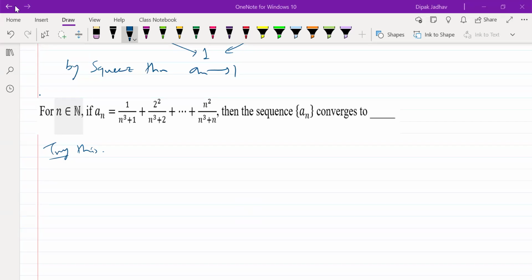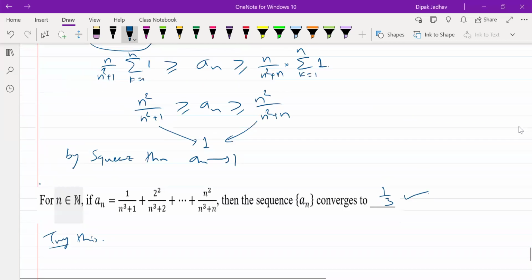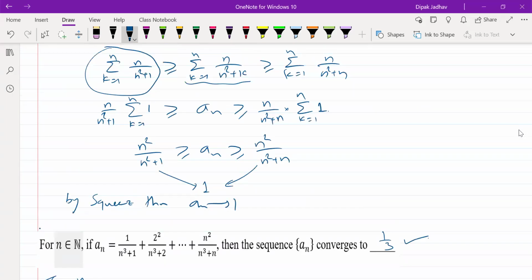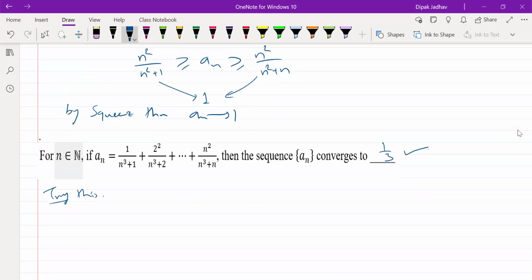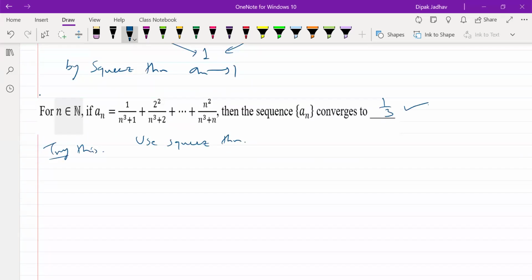Yeah, anybody? 1/3. 1 by 3. Yes. Very good. Answer is 1 by 3. The similar kind of trick you have to apply, like comparing terms, finding a suitable bound on left and a suitable bound on right, and then finally using squeeze theorem. Okay, you can give a try.